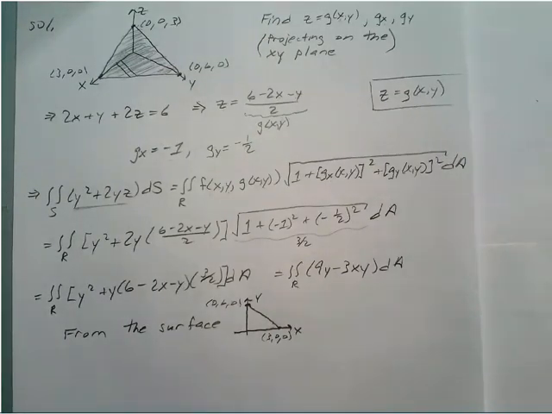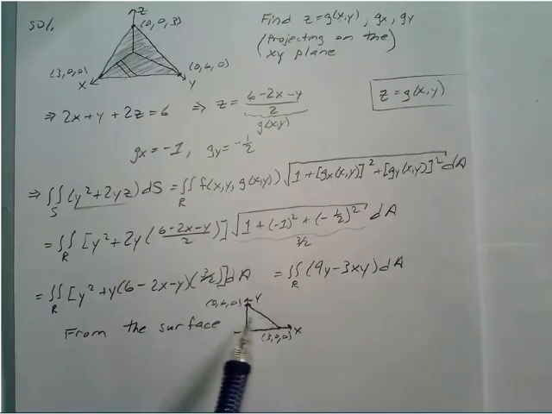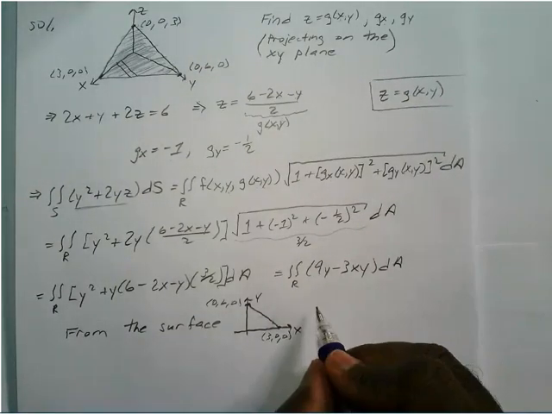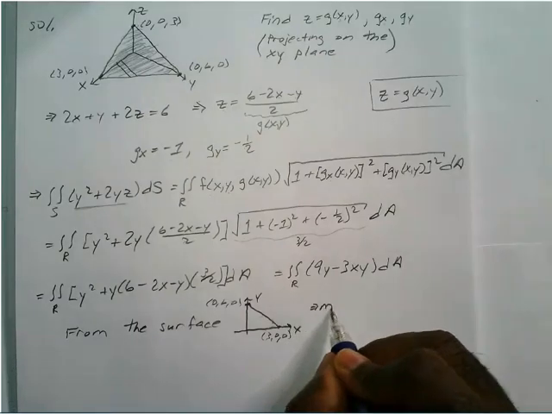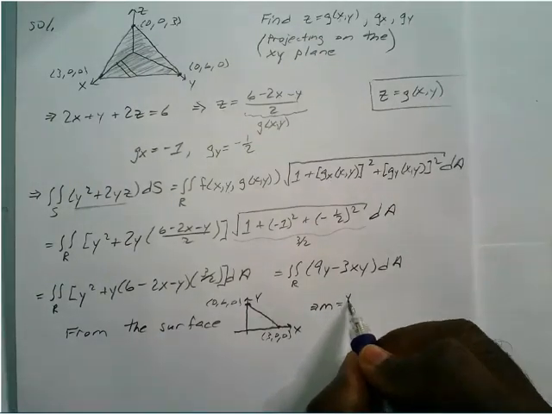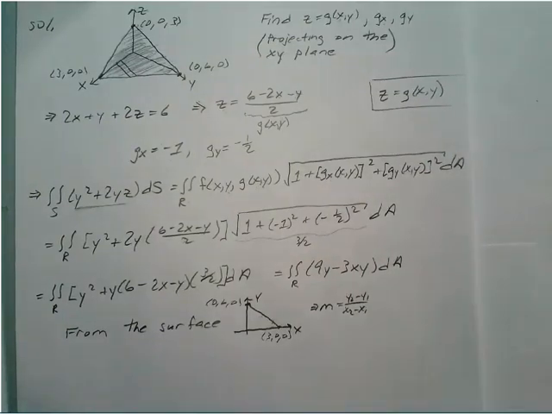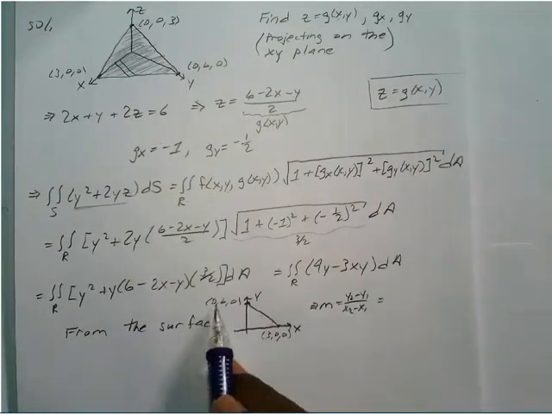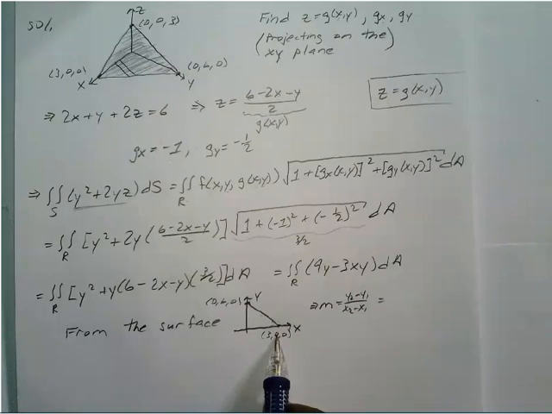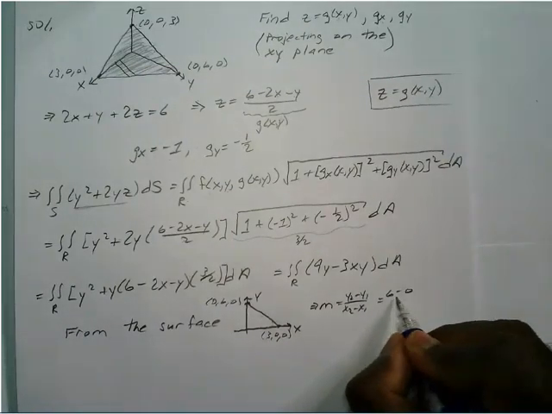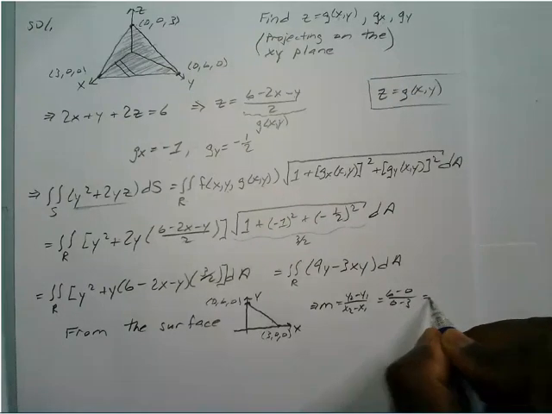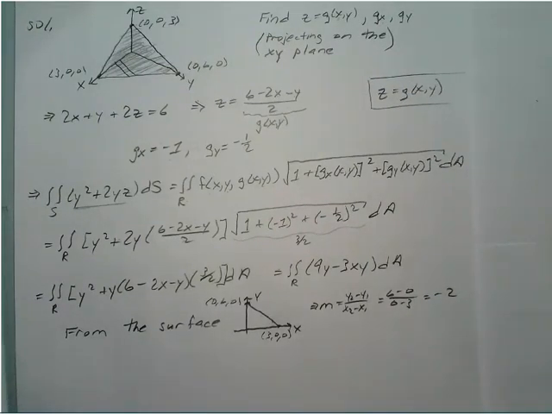Now what we have to do is find the equation of the line here. If you remember, your slope is y2 minus y1 over x2 minus x1, which is 6 minus 0 divided by 0 minus 3. That's 6 over negative 3, which is negative 2. And our y-intercept is 0, 6.